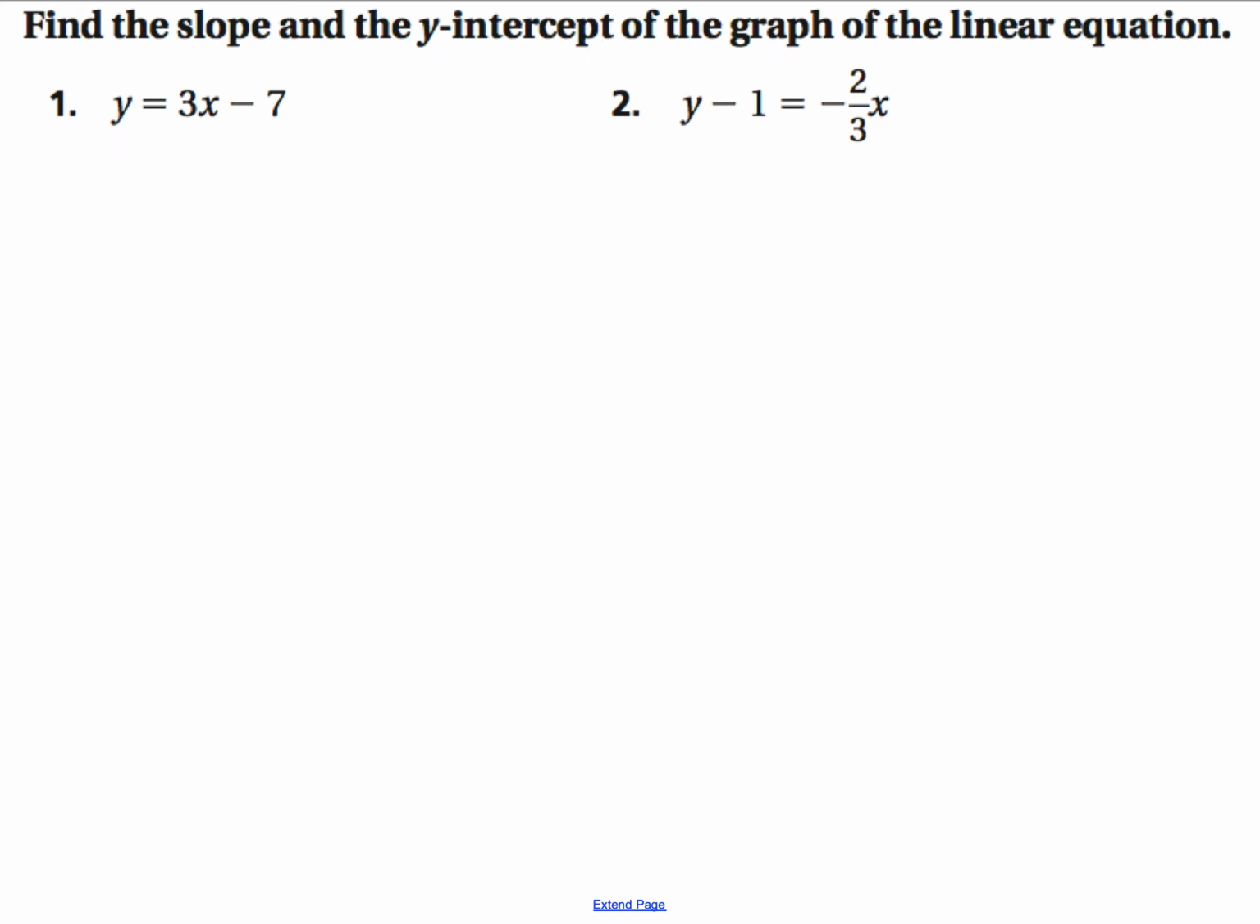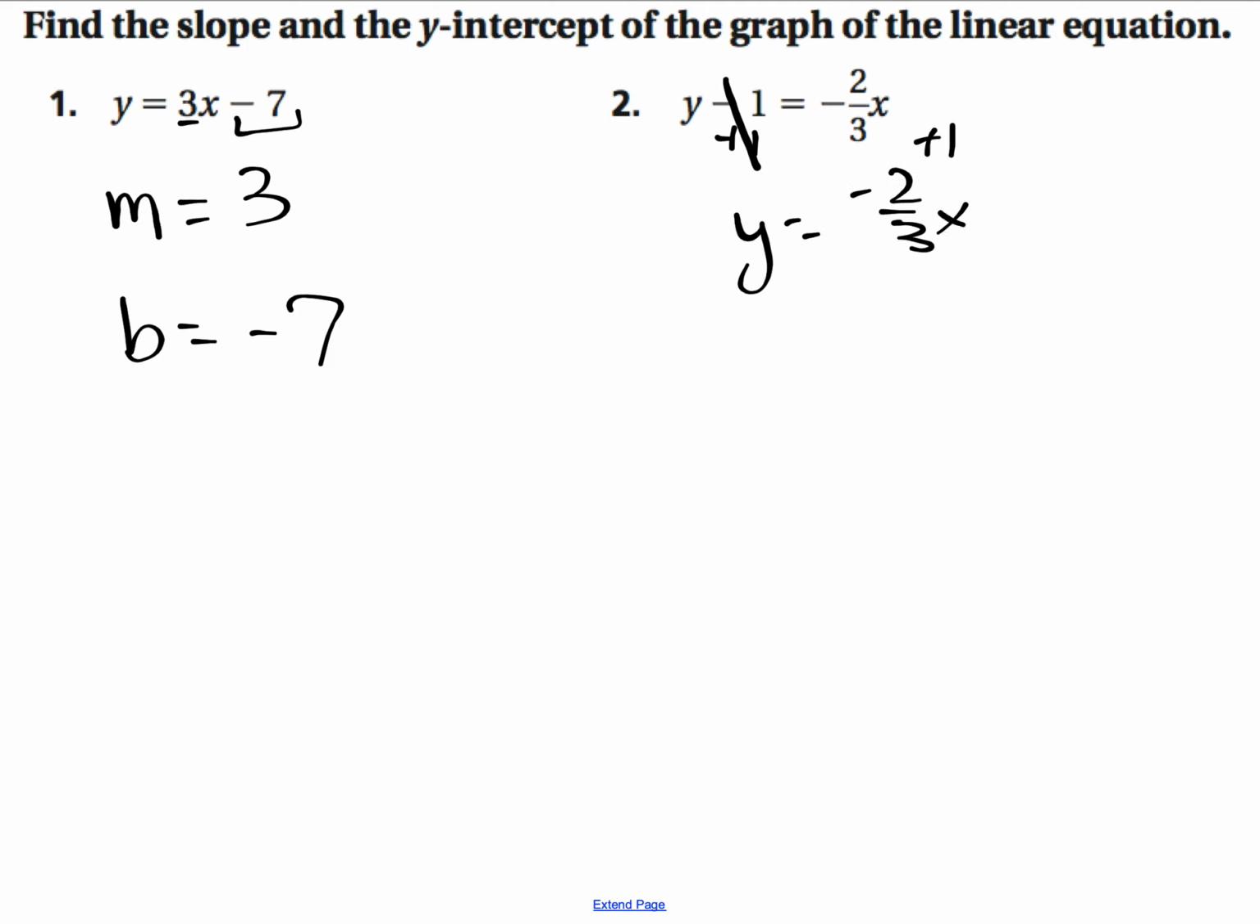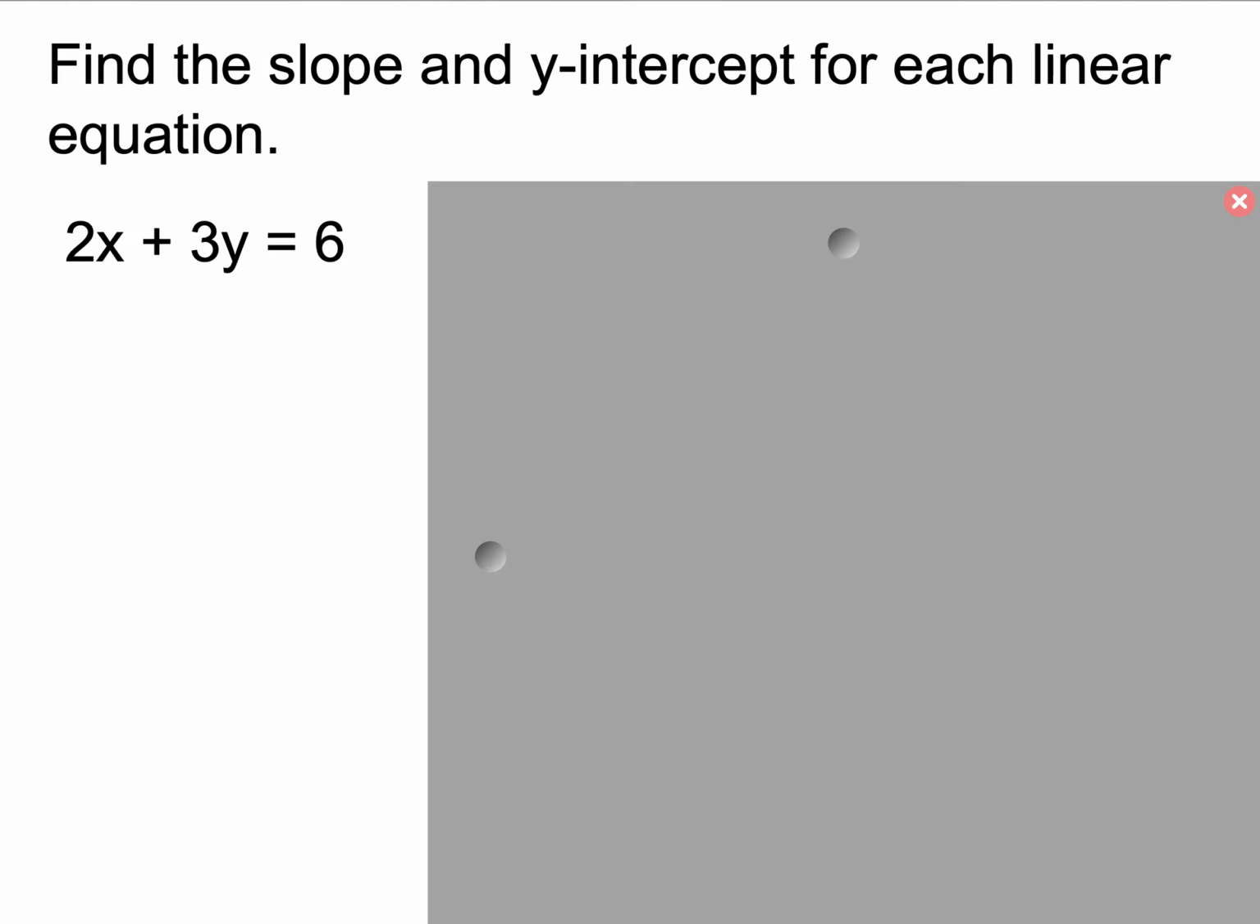Okay, doing it again. Find the slope and y-intercept of the graph. Right here on this first one, y = 3x - 7, the slope is just going to be 3. The y-intercept is going to be -7. Next example, y - 1 = -2/3 x. We need to get y by itself first, and y is -2/3 x + 1. So the slope is -2/3, the y-intercept is 1.